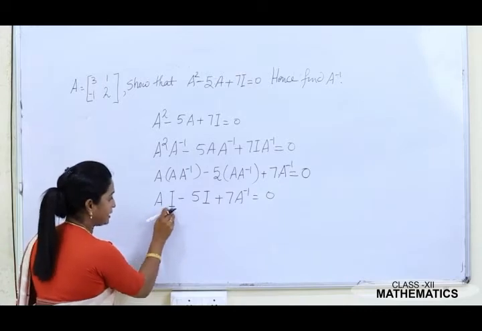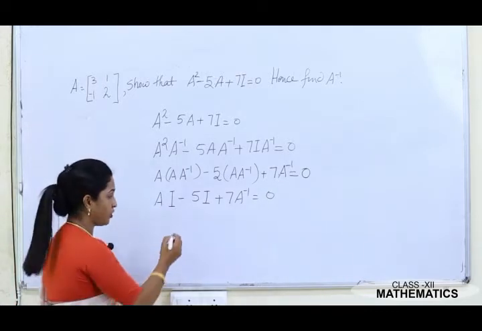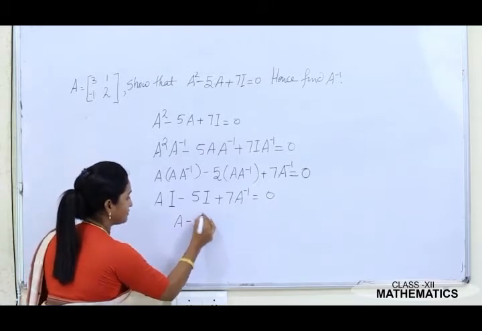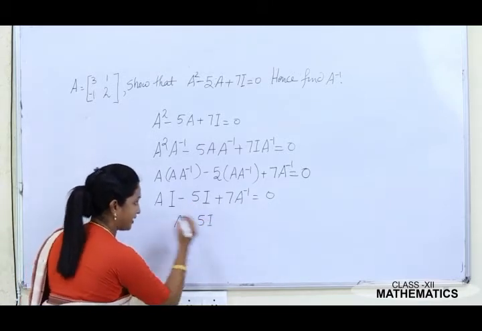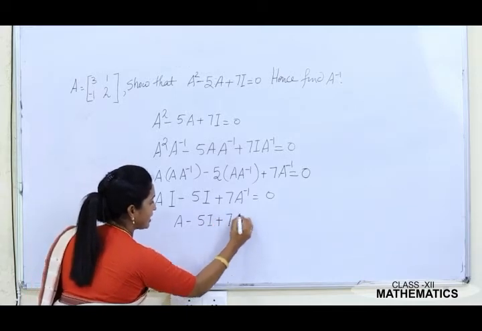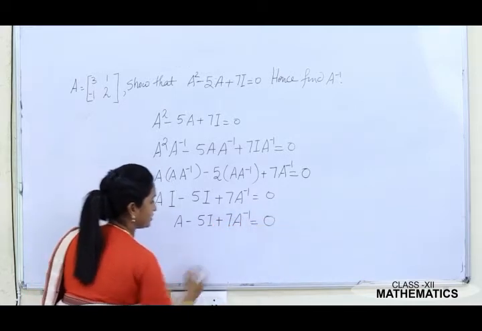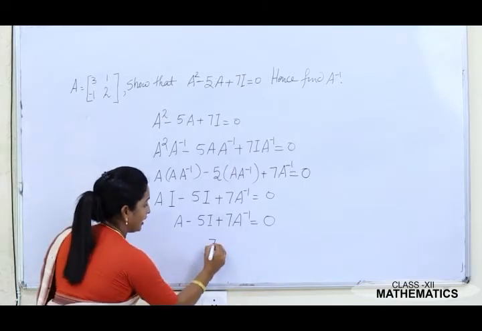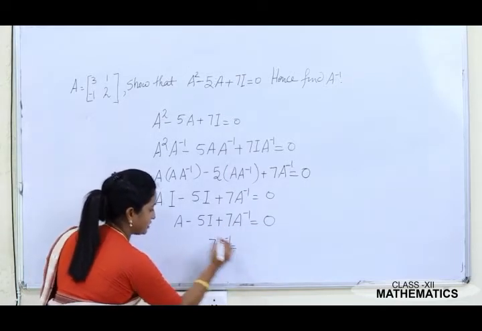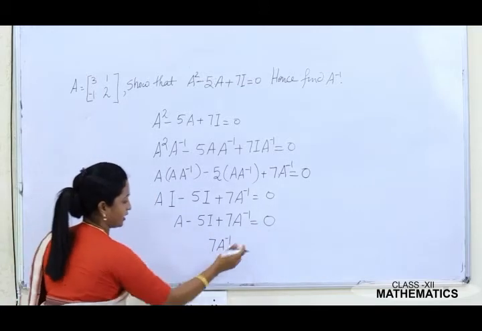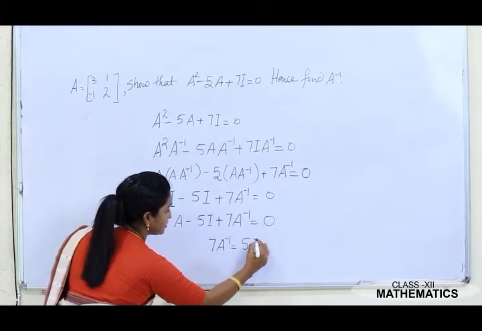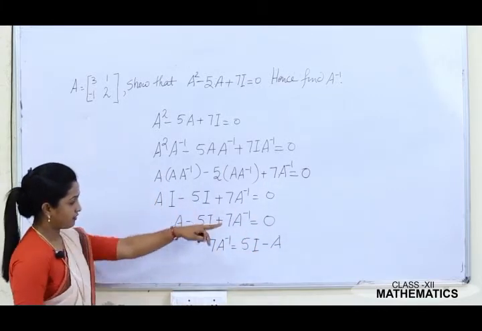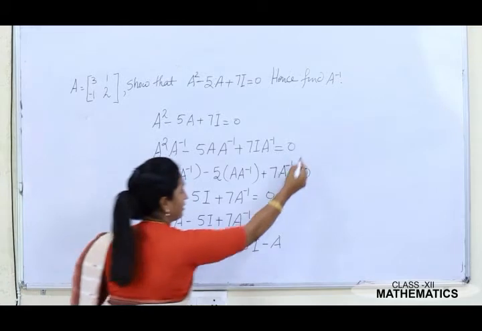When a matrix is multiplied with the identity matrix, what are you going to get? You're going to get A here. Correct? Minus 5. Since it's a number, 5I will remain here. Plus 7A inverse is equal to 0. Now you have to find A inverse. So what will you do? I'll write 7A inverse here. I'll keep this 7 there and take the other terms to the other side. So 5I minus A. Right? 5I minus A. Okay? Now what will we do?